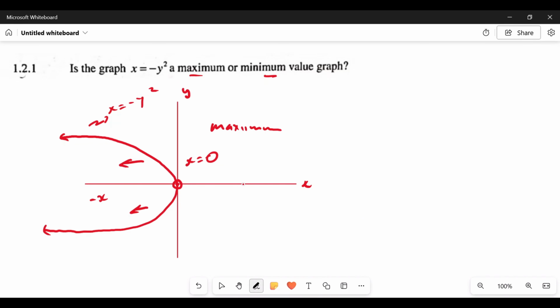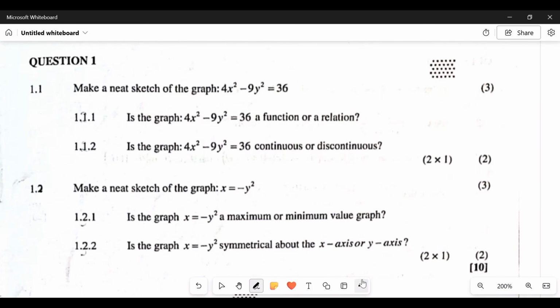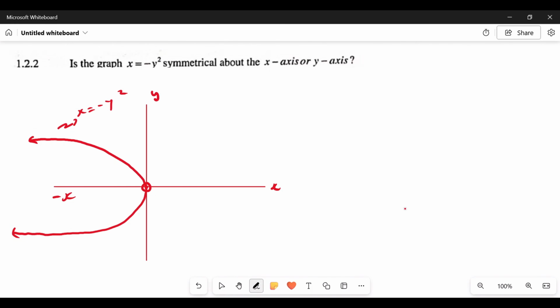We are done with 1.2.1. How about we look at 1.2.2? Now that we're done with 1.2.1, let's look at 1.2.2. As you can see, here's the question. I'm going to copy it, paste it next to the graph, and try to answer this the way that you can understand.